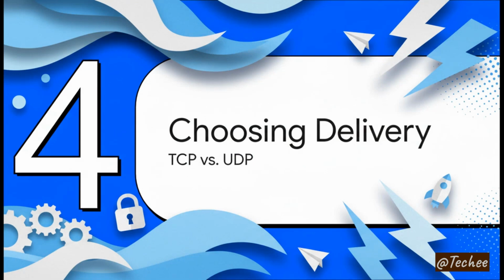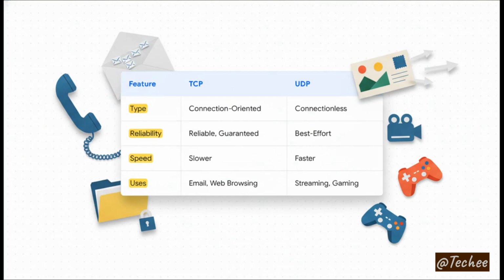Okay, let's circle back for a second. Remember that big decision I mentioned at the transport layer? The one about choosing how to send the data? Well, this choice really boils down to one simple question. Do you need reliability or do you need speed? And the two delivery services it chooses between are called TCP and UDP. And this is such a great example of a classic engineering trade-off.